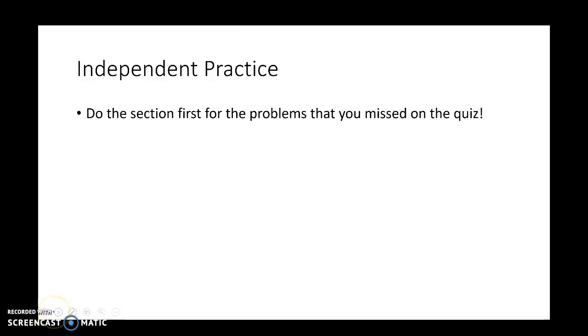All right, so now guys, I want you to go ahead and do your independent practice. So first you're going to do the section of problems that you missed on the quiz. So if you missed percent application, do that first. If you missed percent increase or decrease, do that first. If you missed both, then make sure that you're getting through both in class. I want to make sure that you guys have help on the areas of growth and opportunities. So make sure that you're asking questions, put your answers in Go Formative.